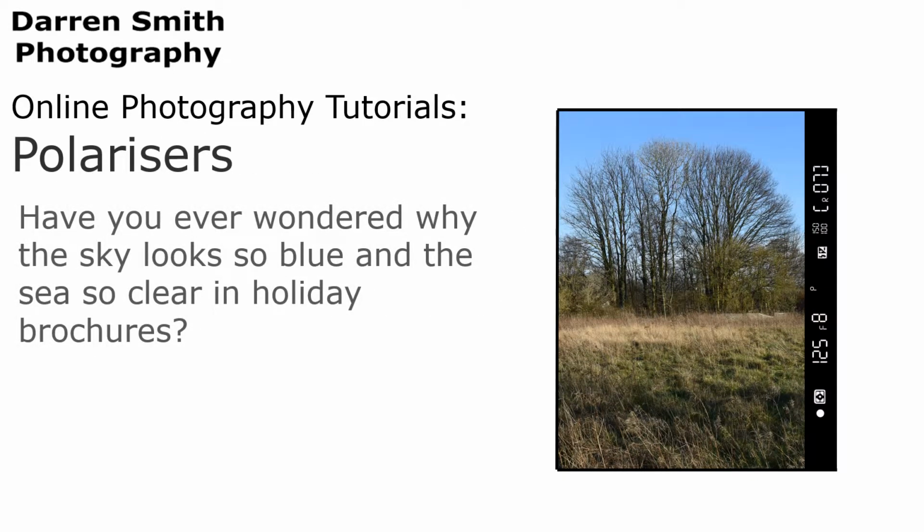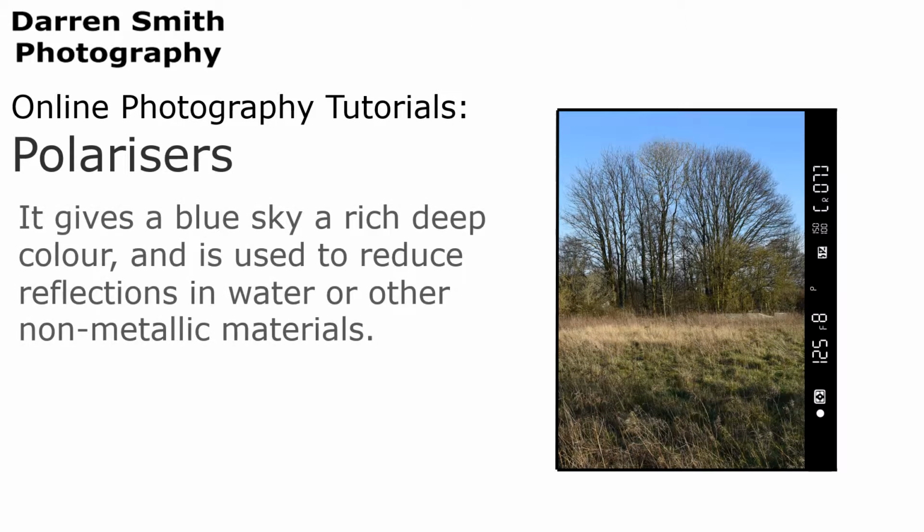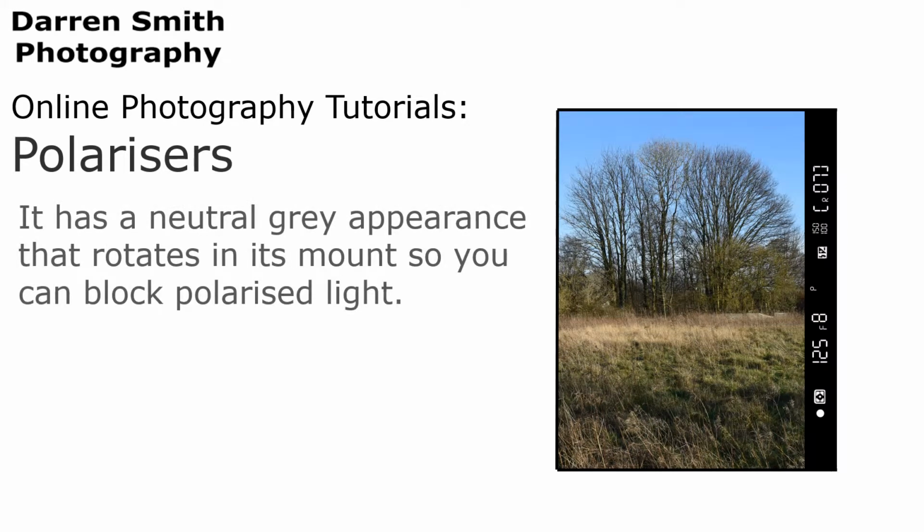Have you ever wondered why the sky looks so blue and the sea so clear in holiday brochures? It's due to the fact that the photographer has used a polarizer when taking these images. A polarizing filter gives the blue sky a rich deep colour and is used to reduce reflections in water or other non-metallic materials. It has a neutral grey appearance that rotates in its mount so it can block polarised light.